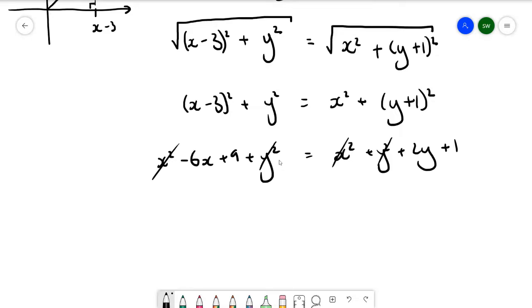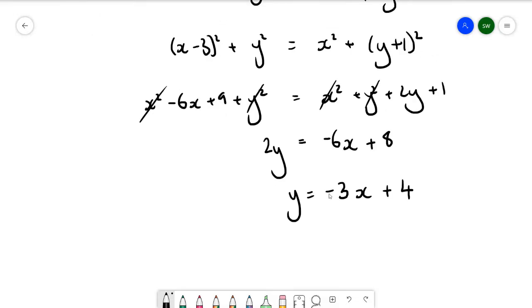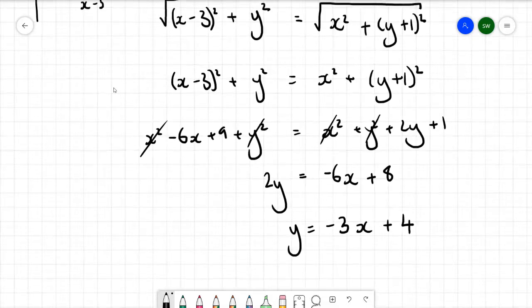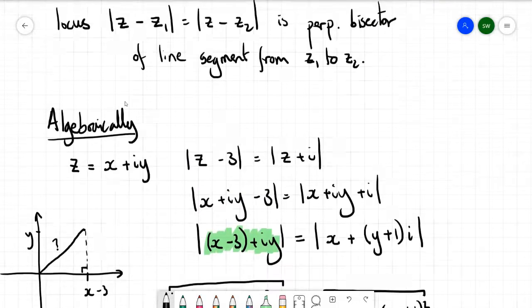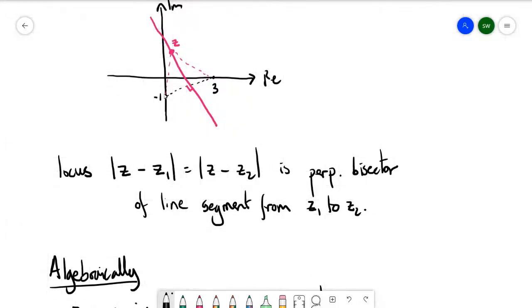And you should always find that your x squareds and your y squareds cancel each other out, because obviously we want the equation of a line. So we get the equation of the line, which is y equals minus 3x plus 4. Now obviously another way of working out the Cartesian equation of the line would have been to actually work out what is the equation of this perpendicular bisector.